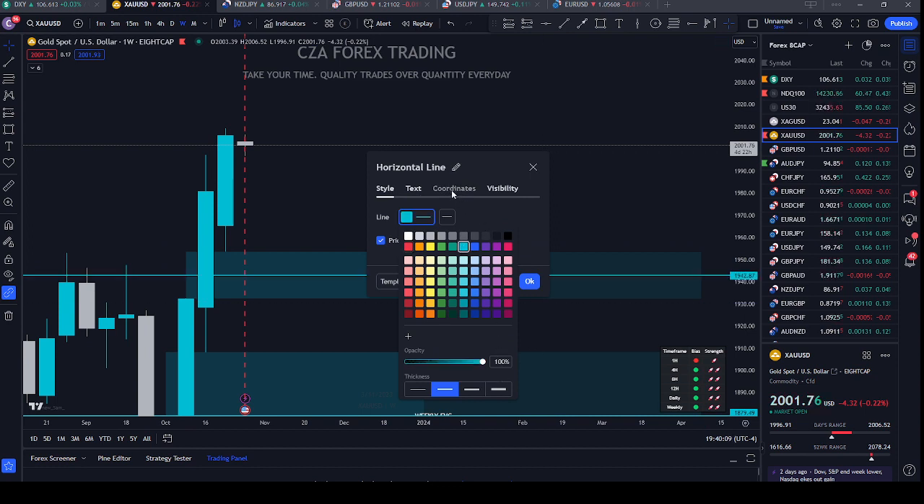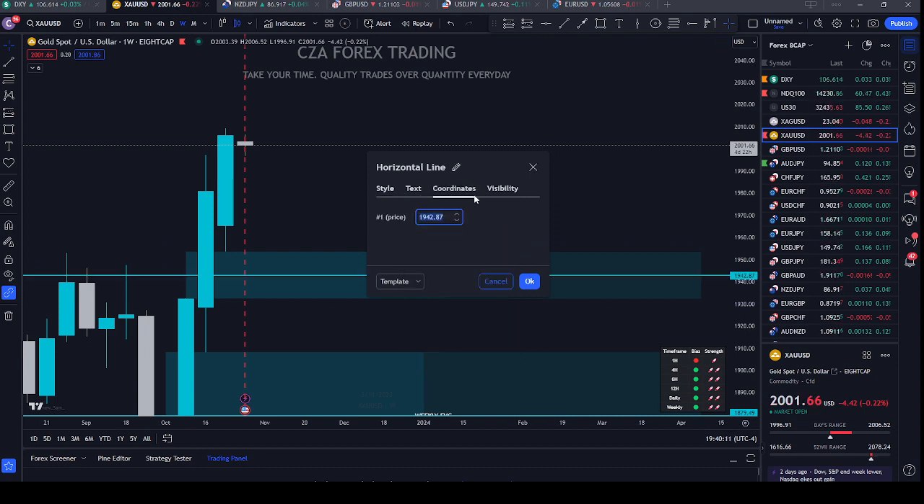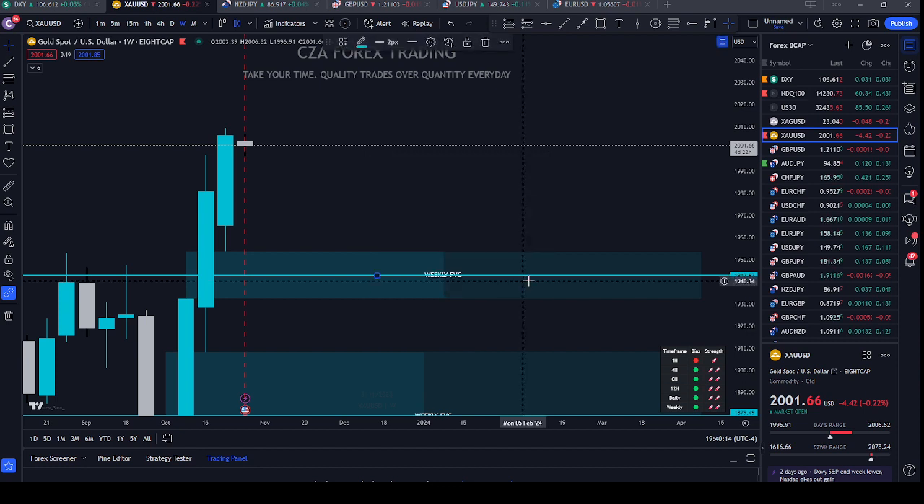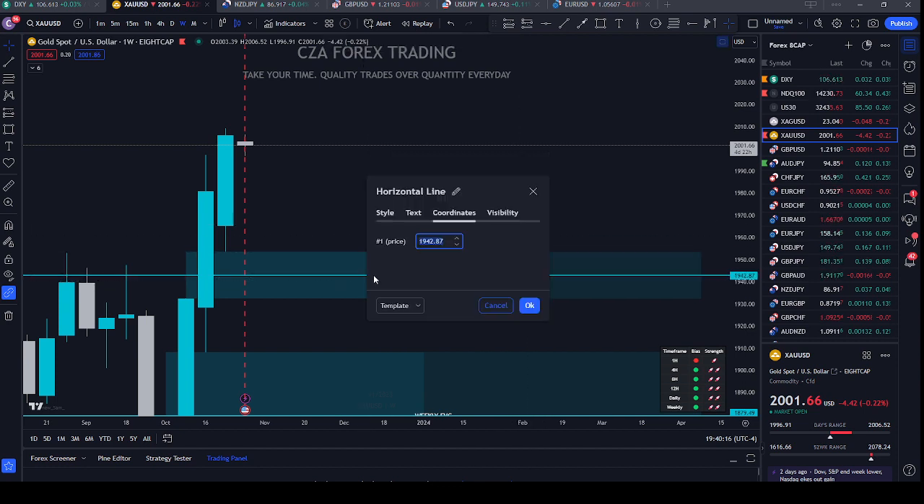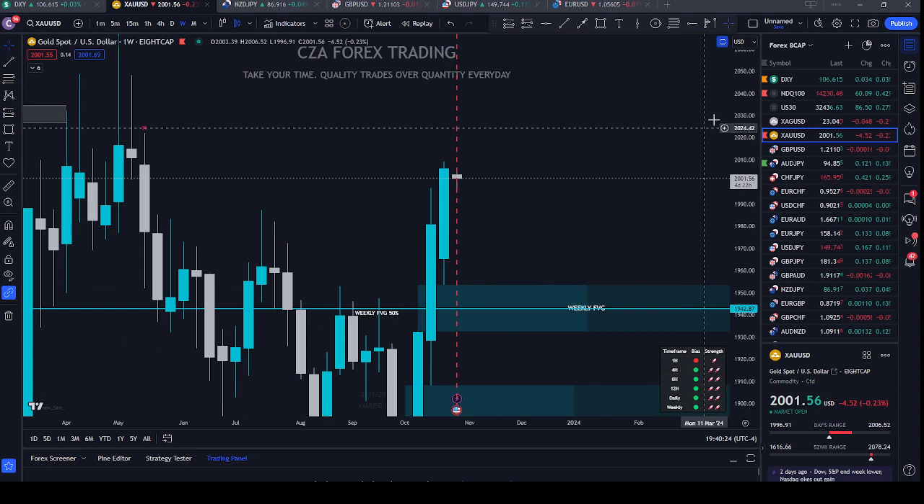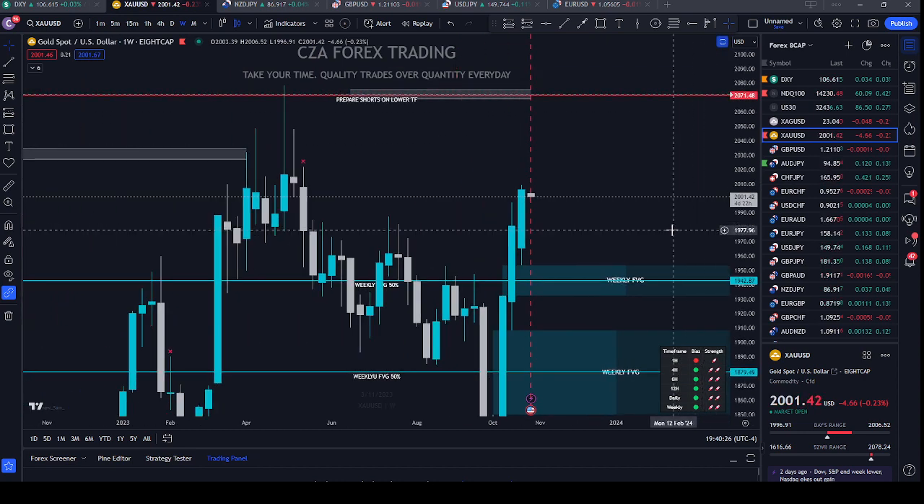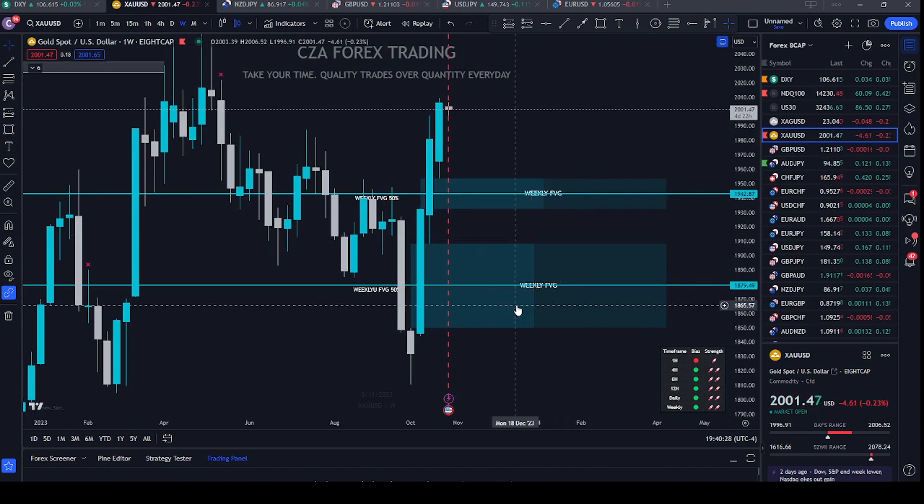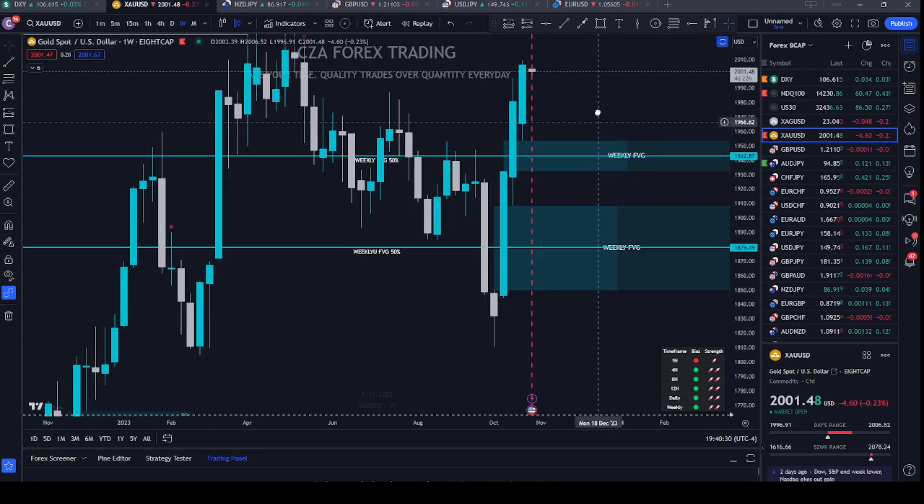Let's change our colors to match. Halfway point is 1942.87. It's going to be our weekly. Let's identify that as well. Weekly fair value gap 50%. Awesome. We identified two different fair value gaps nearby on the weekly fair value gap in the 50% range.